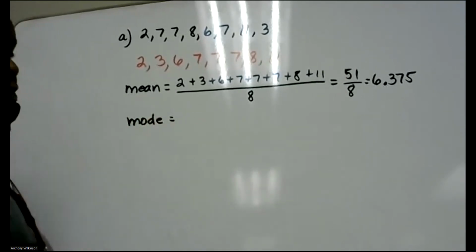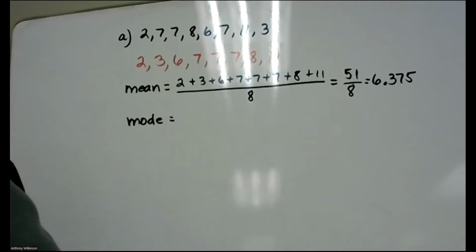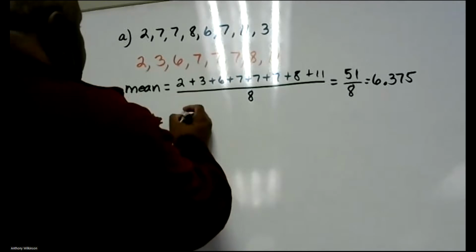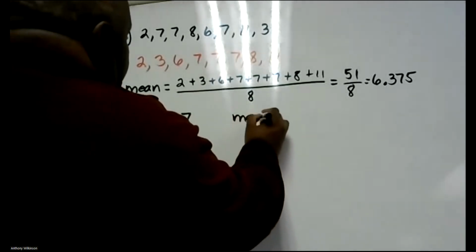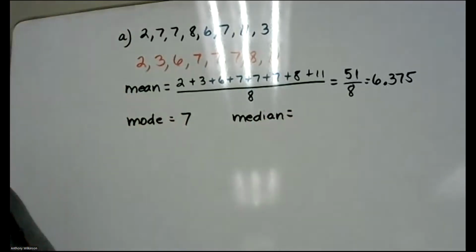All right, now for the mode. Yeah, it's 7, because 7 occurs 3 times. That's the data value that occurs the greatest. Okay. And I skipped over the median, so let me go ahead and find out what that median is.